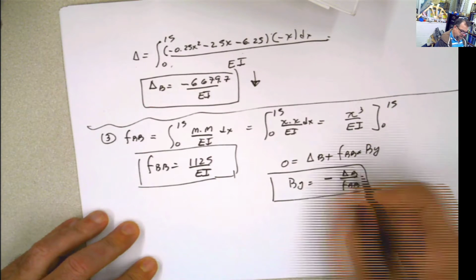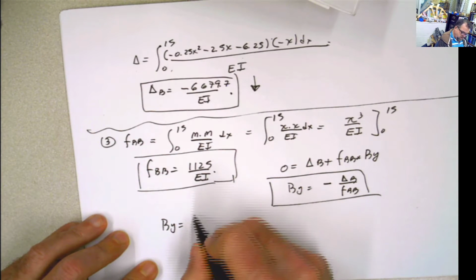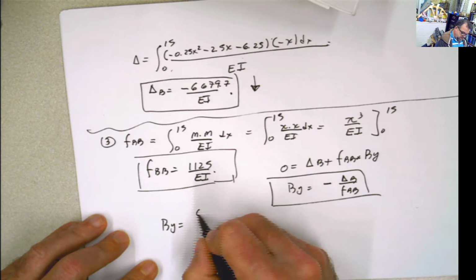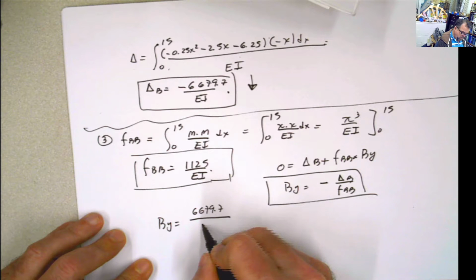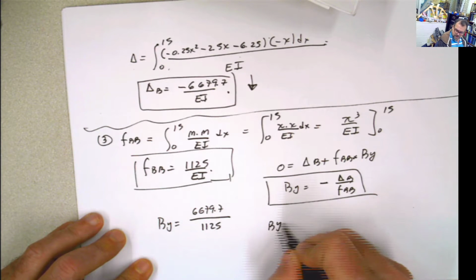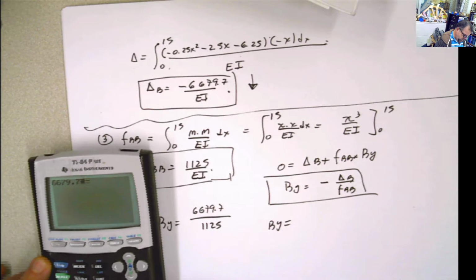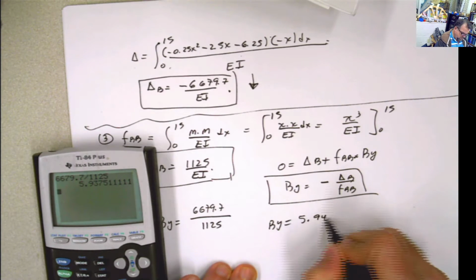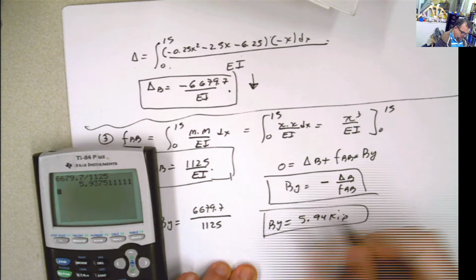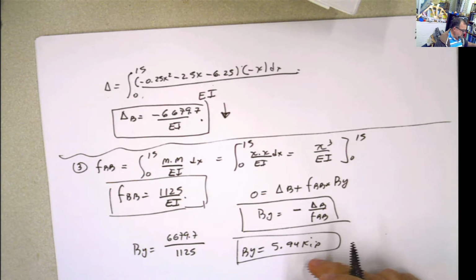Done. Delta B, this one. FBB, this one. So BY is going to be minus times minus is positive, 6679.7, EI and EI cancel out, divided by 1125. So BY is going to be equal to 5.94 K. Yay! Nice. And we calculated our BY. Now, what do we do after we have this BY?